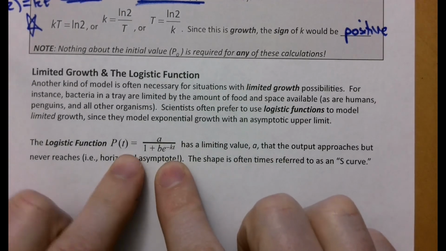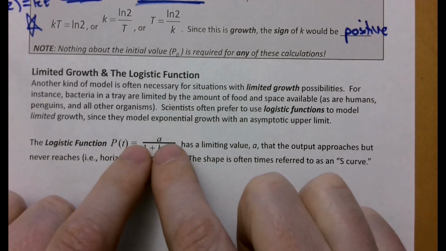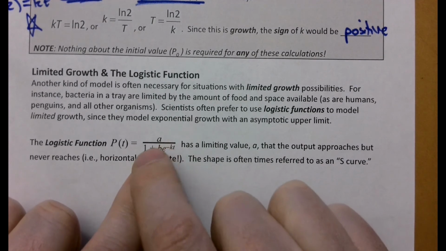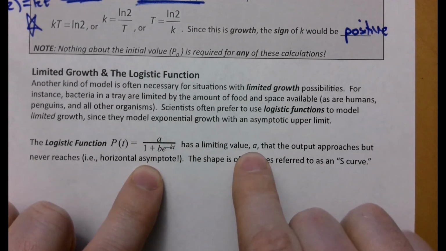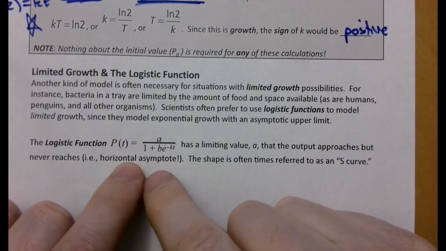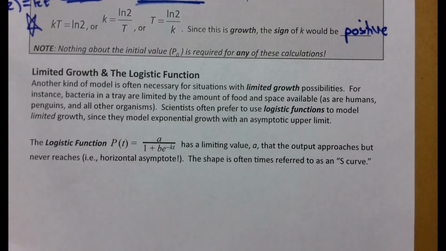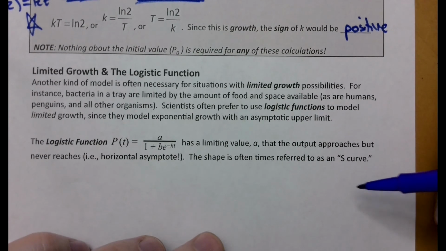That type of function is called a logistic function. This is a ceiling, a value that has a limiting value. We call that A, and it's the upper bound. So our population will approach this upper bound. It actually ends up being a horizontal asymptote, but it'll never actually reach it. This is often called an S-curve.